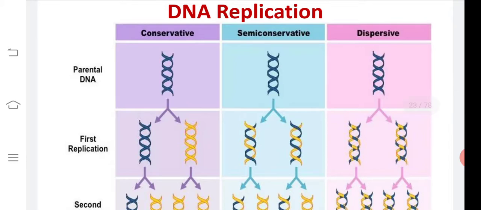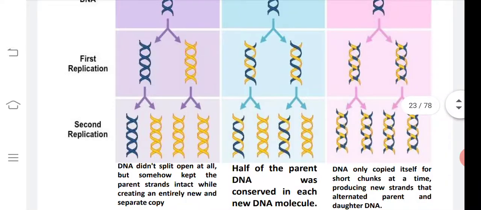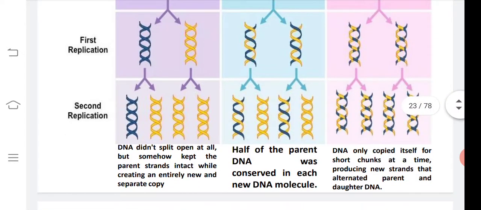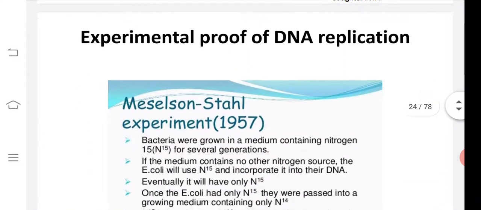Dispersive model, here the DNA is getting cut into pieces and it is forming the complementary strand and they stick together to form the daughter DNA. It is also not accepted. DNA only copied itself for short chunks. Okay, how these short chunks are being produced? By being cut. Okay, so short chunks at the time producing new DNA strand that altered the parent and daughter DNA. Okay, so only the semi-conservative model is most accepted.